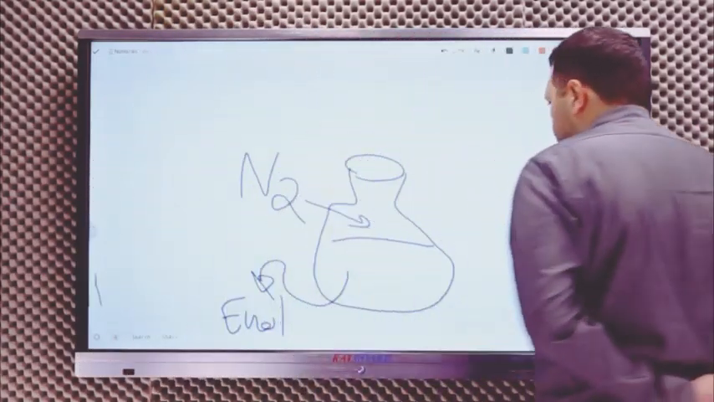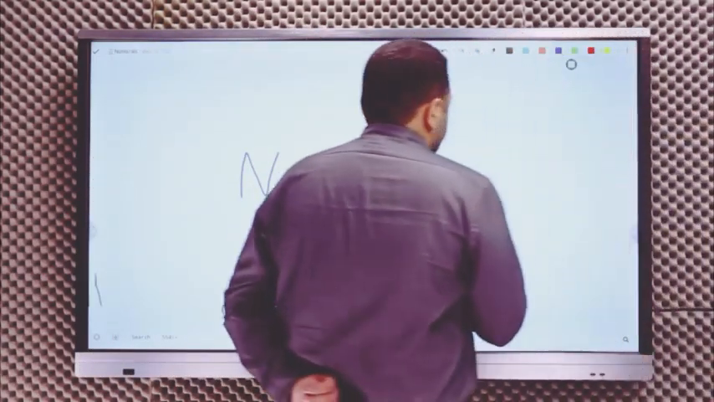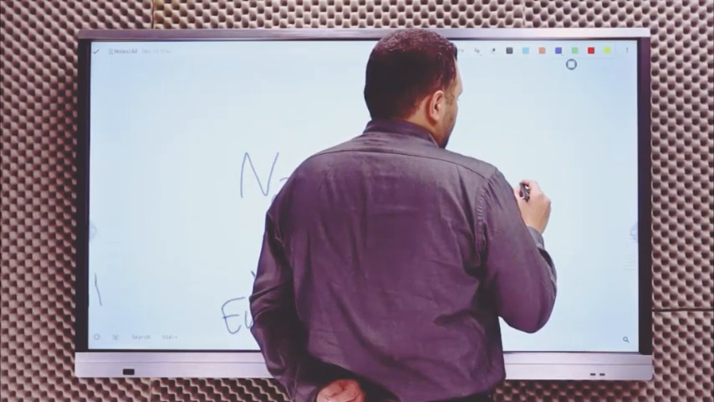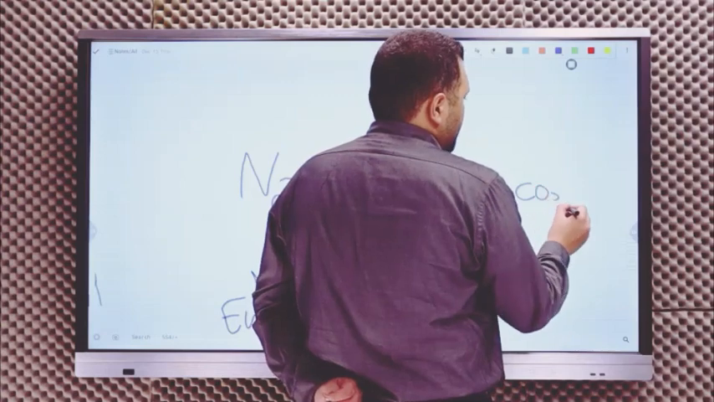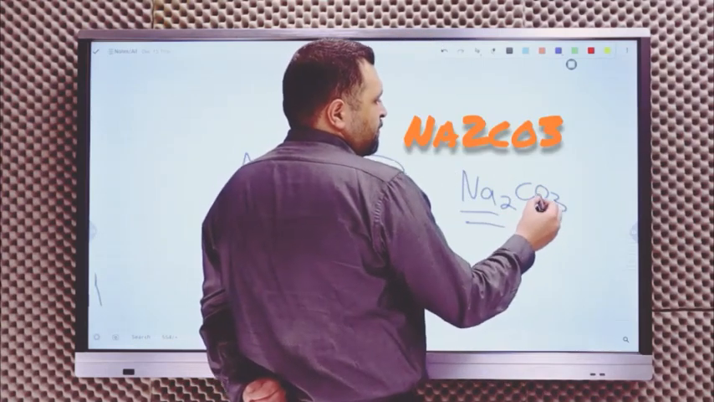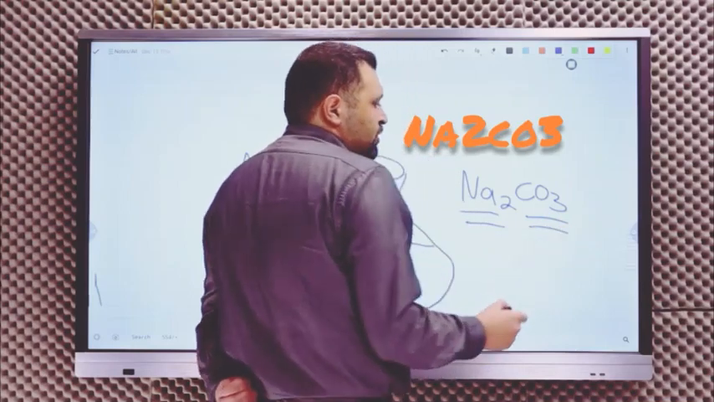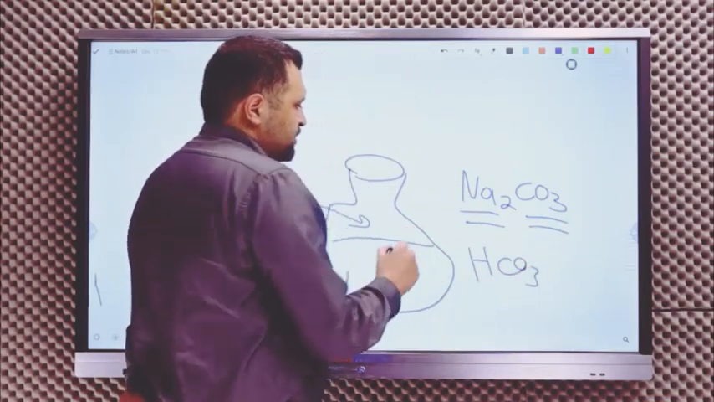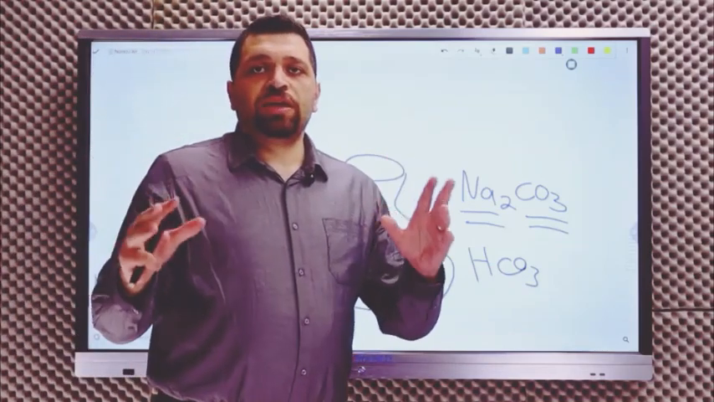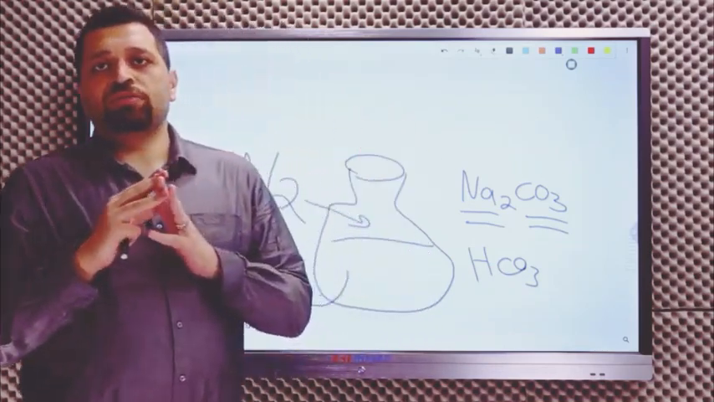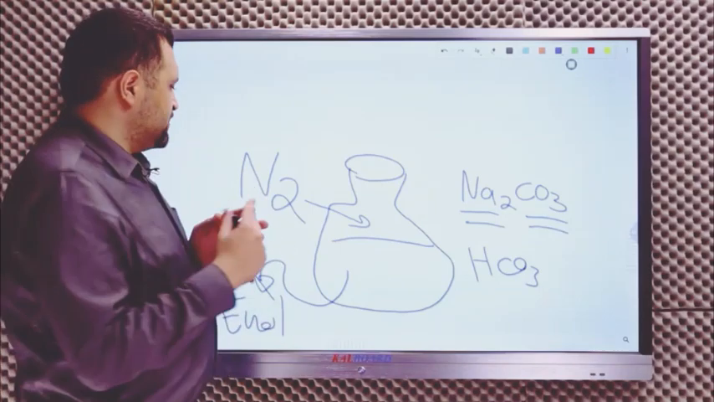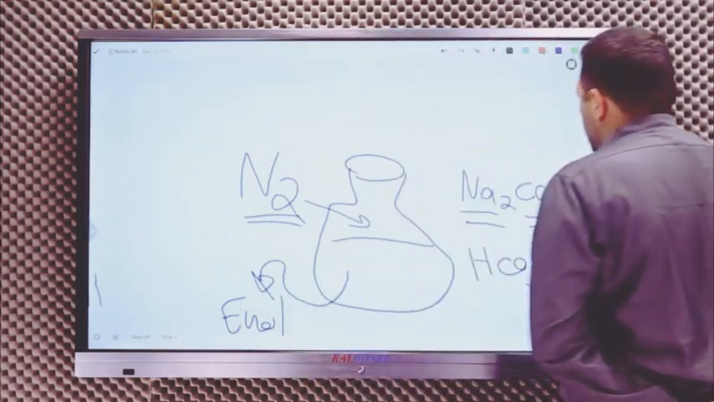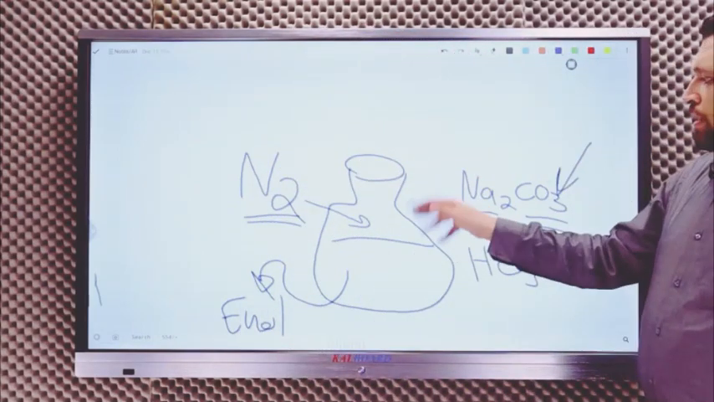The second thing is that our friend added Na2CO3, which is sodium carbonate, which will later increase the HCO3 and the pH. So we have two things to make it thiopental enol. Firstly, putting nitrogen instead of air. Secondly, putting sodium carbonate in the ampoule.